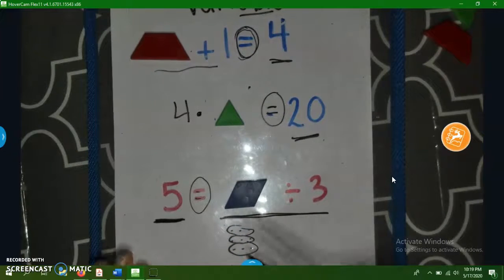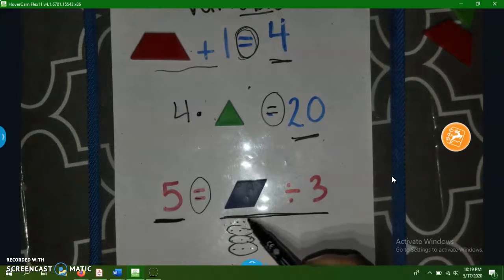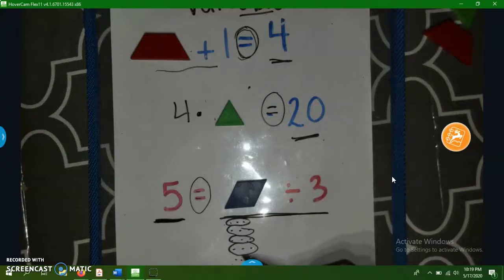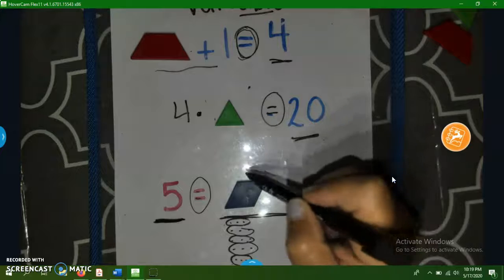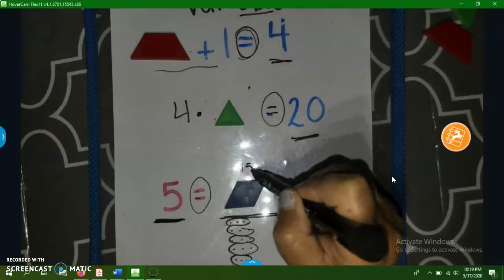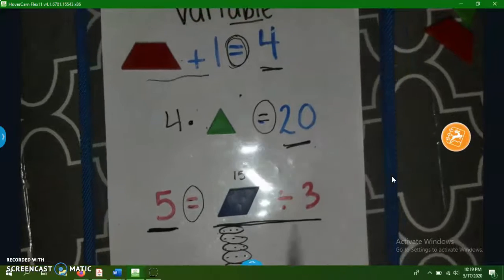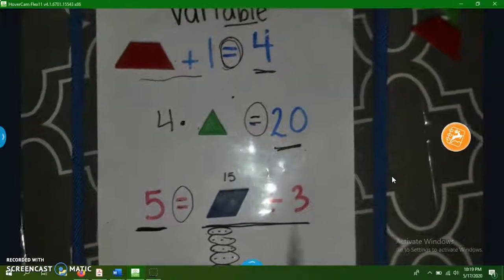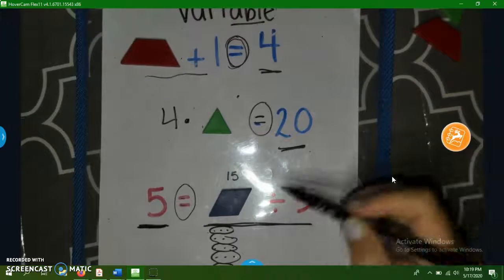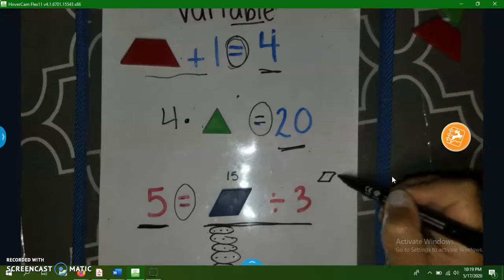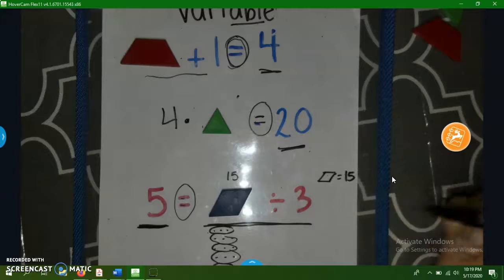and so I'd have to keep going trying to figure out how many would give me 5 groups, so 10, 11, 12, 13, 14, 15. So I could ultimately find out that our rhombus is equal to 15, and 15 divided by 3 would balance out our equation, which means our rhombus is equal to 15.